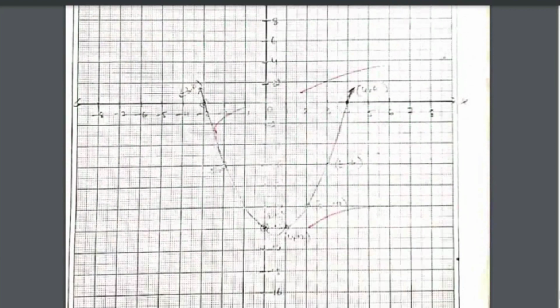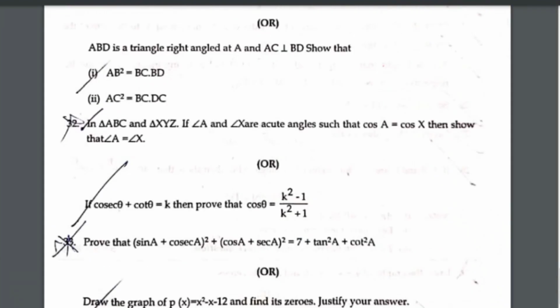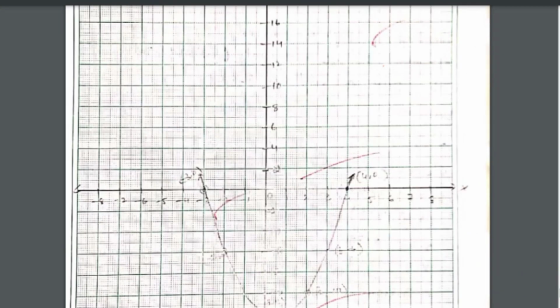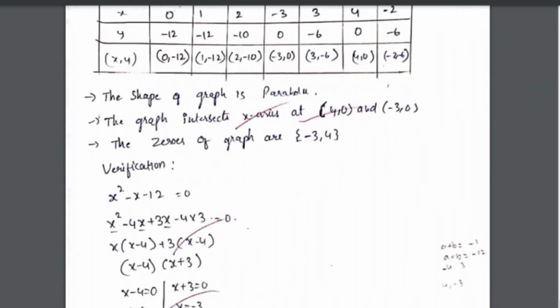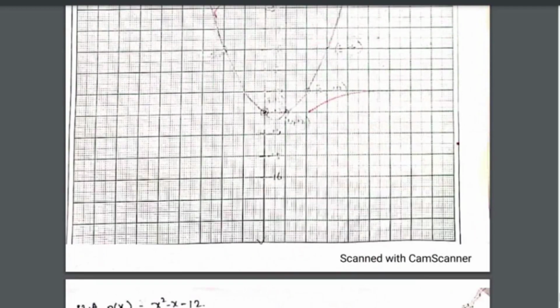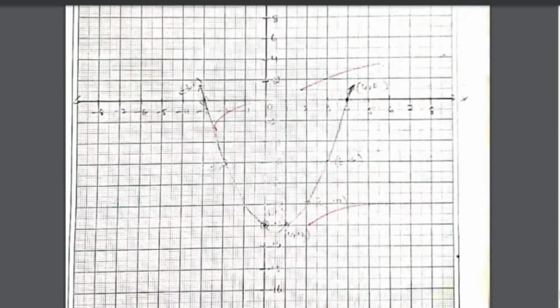Yeah, she came to the choice questions. We can see what choice questions are given. x square minus x minus 12. So graph this one. Yeah, here is the whole process she wrote. Okay, so 4 and minus 3 is the answer, so the parabola intersects at plus 4 and minus 3. Don't forget to write the scale on the graph paper.